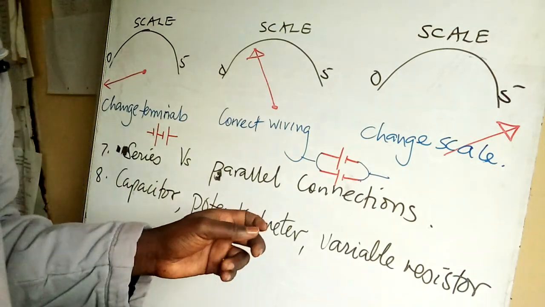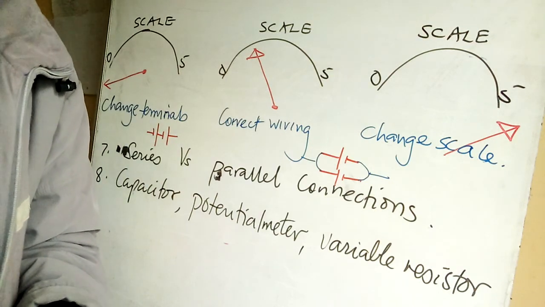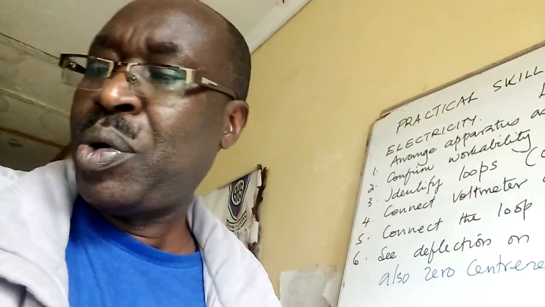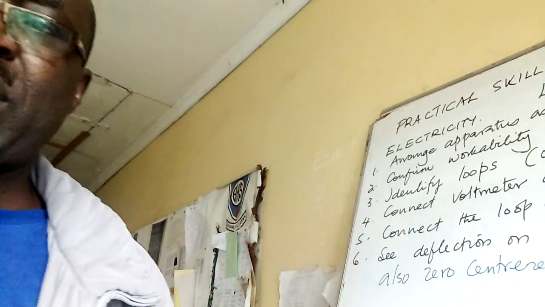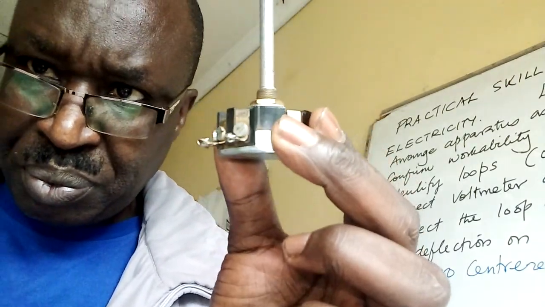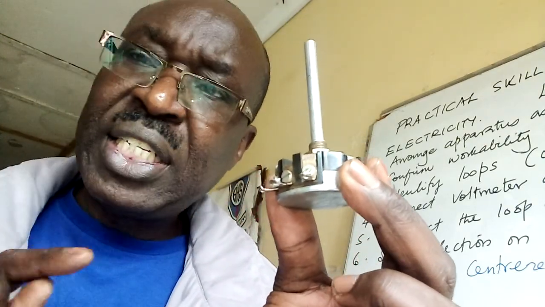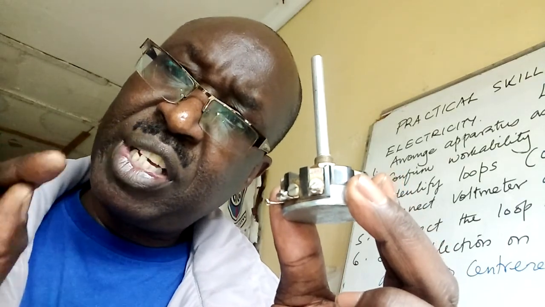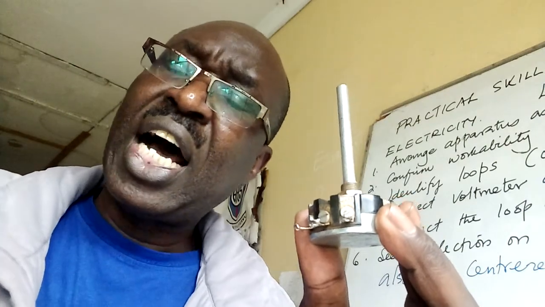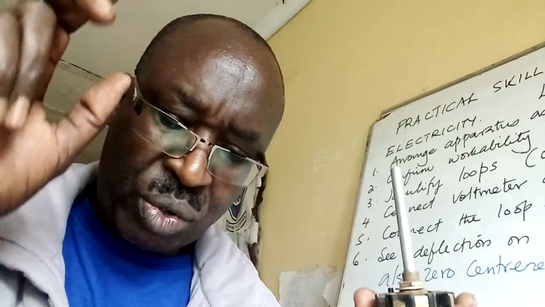Then let me come to potentiometer and a variable resistor. We have this device. You must have seen it. This is 2-in-1. It is a variable resistor, at the same time a potentiometer. So what is the difference? A variable resistor has 2 terminals. A potentiometer has 3 terminals.